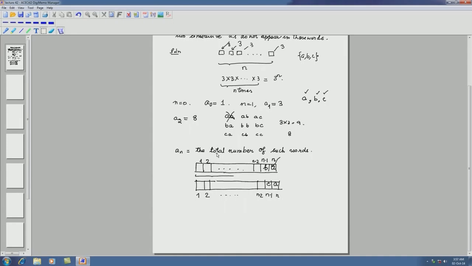So, we have these two configurations, and if we look at the segment from n to n minus 2 in both these words, then we will see that this segment can be occupied by any word of length n minus 2 consisting of the three symbols A, B, C and not having two consecutive A's.